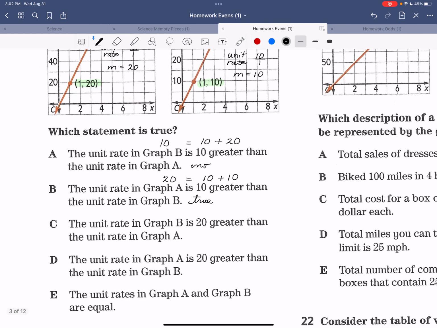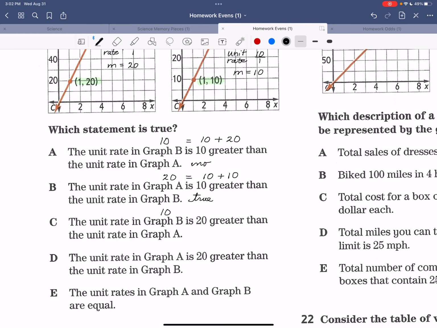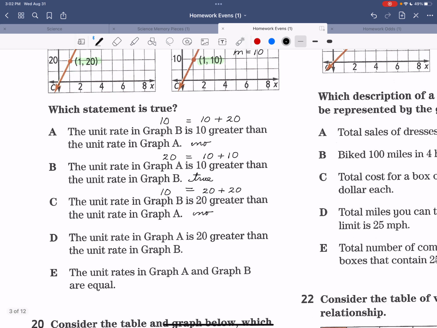The unit rate in graph B is 20 greater than the unit rate in graph A. Is that true? 10 is 40? No. The unit rate in graph A, that's 20, is 20 greater than the unit rate in graph B. 20 equals 30?